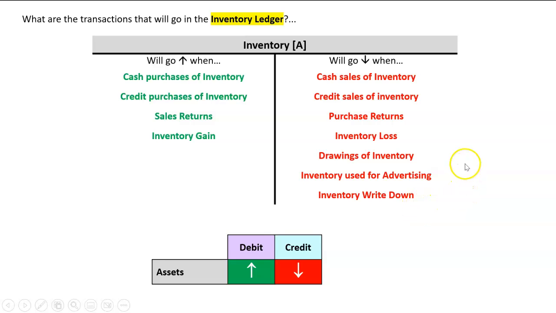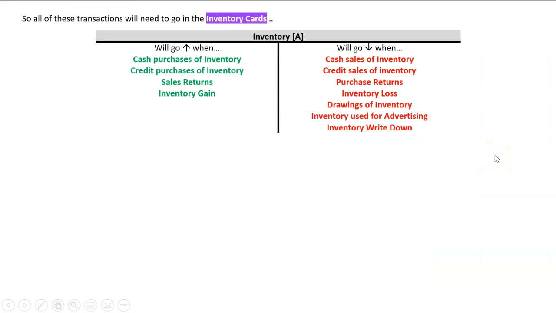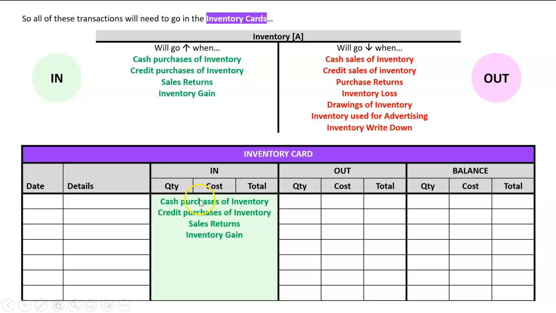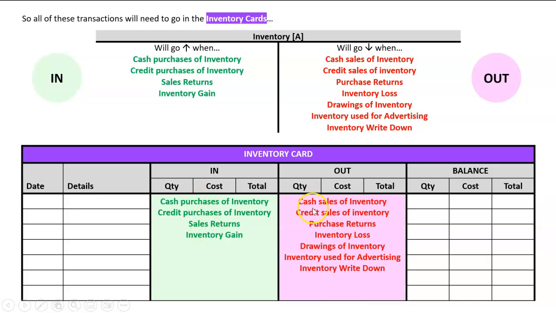So that's everything that could affect inventory and go in the inventory ledger. So we definitely want to turn that into a cue card and have that in front of us for the rest of the year about what could make inventory go up and what could make it go down. So we need to now match that up to the inventory card. So here's our inventory card. These are the ones that make it go up, so they must be in the in column, because in means more inventory. And these ones that make it go down would be in the out column.